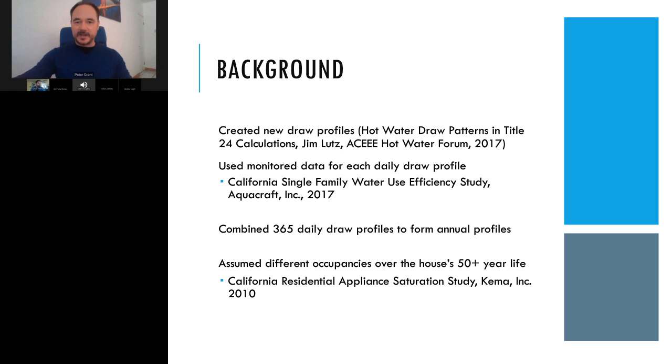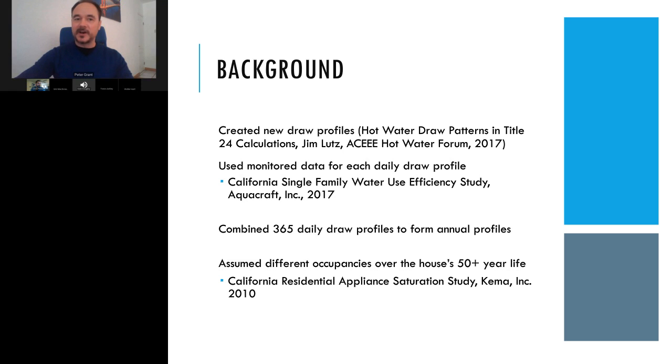And then they did a lot of data analysis and created algorithms to combine these different daily draw profiles into a 365-day annual draw profile. And so keep in mind, these are not annual draw profiles from a single building. It could be one day from house 1, another day from house 2, another day from house 3. They kind of get combined.